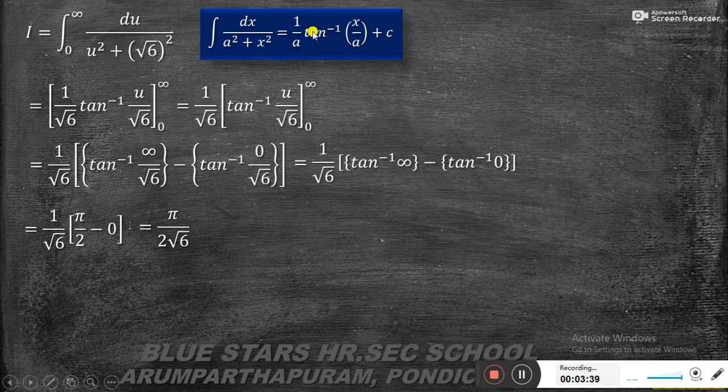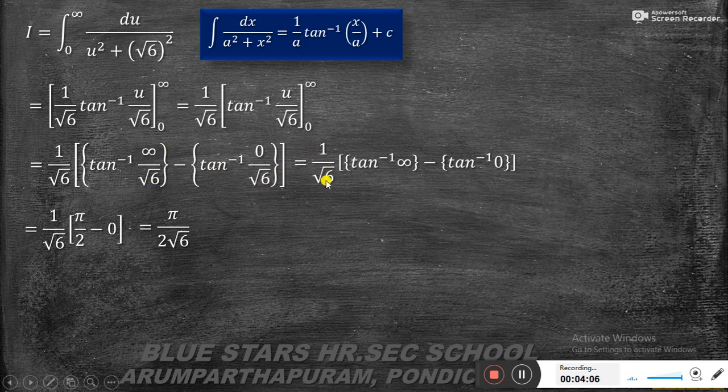So you substitute in this formula: 1 by root 6 into tan inverse x by a, where x means u, so 1 by root 6 tan inverse u by root 6, with the limit 0 to infinity. The next step: 1 by root 6 into tan inverse, first you substitute the upper limit, infinity by root 6, minus tan inverse 0 by root 6.